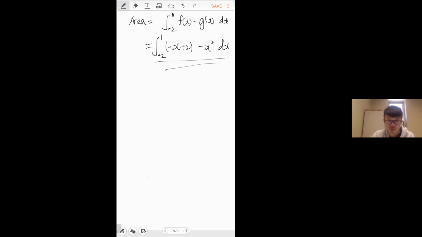And then just compute the integral as usual. Find an antiderivative and then plug in 1 and negative 2. You're going to get 9 over 2. And that's the area between two curves. Questions? Do I need to find the antiderivatives for you guys? Any questions? Okay.